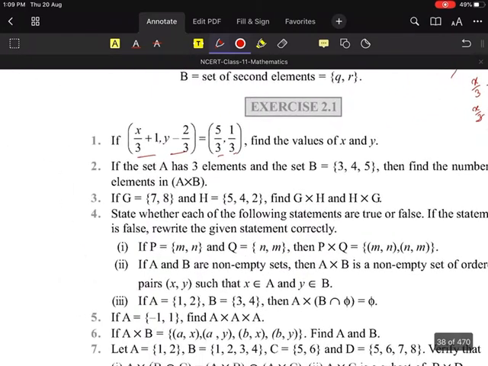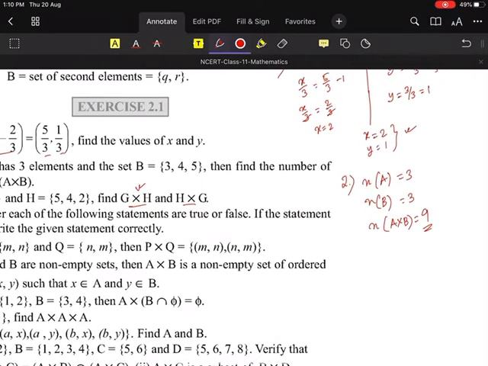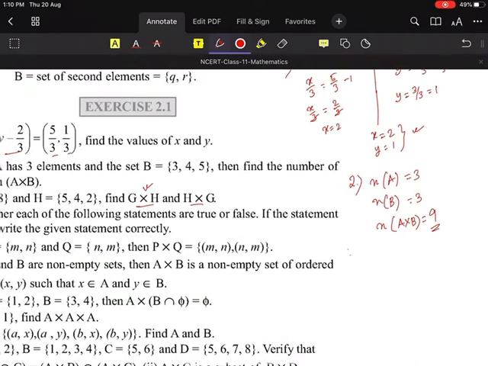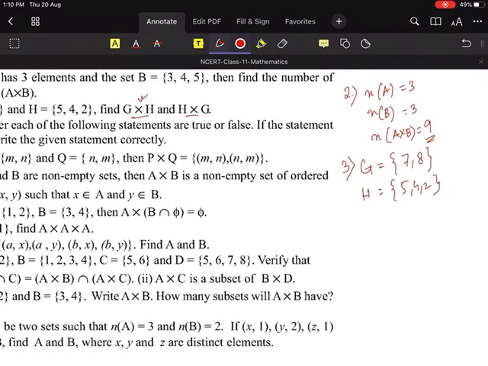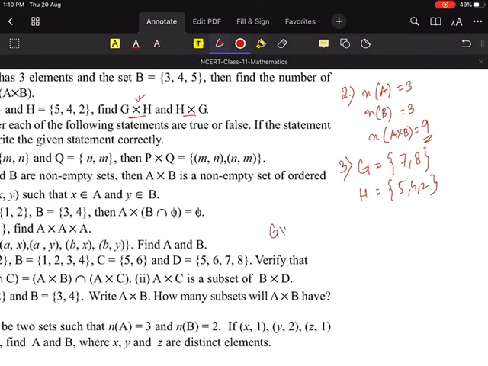Now my next question is, if G = {7, 8} and H = {5, 4, 2}, what is G cross H and H cross G? I will do G cross H, and you will do H cross G yourself. So let us write question number 3 here. G is equal to {7, 8} and H is equal to {5, 4, 2}. So I am doing G cross H. Guys, tell me what will be G cross H?